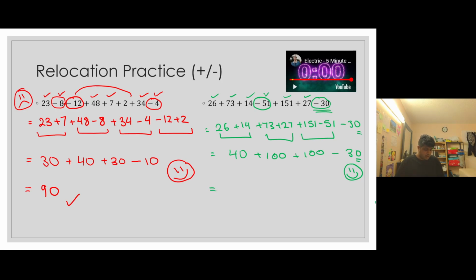And then you just go ahead and chuck all this together. 100 plus 100 is 200. 200 plus 40 is 240. 240 minus 30 is equal to 210. And that is our correct final answer for that situation.